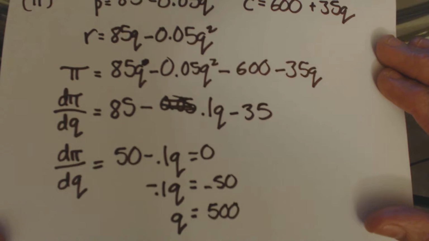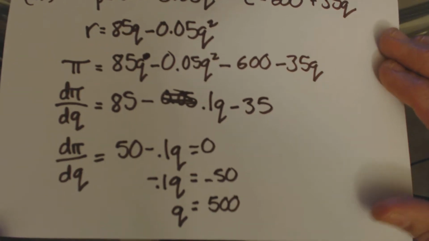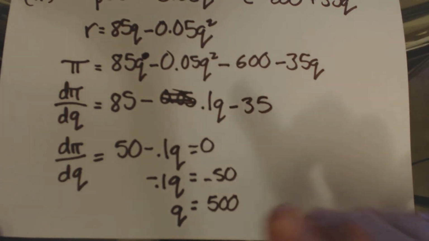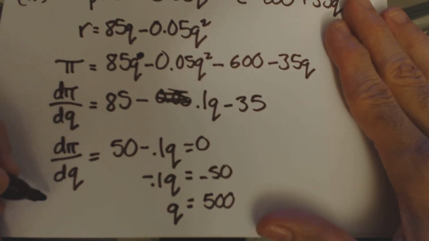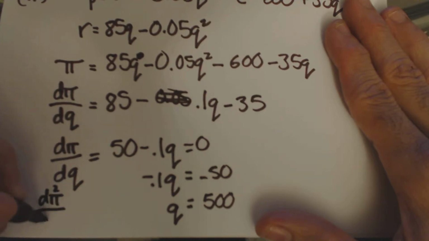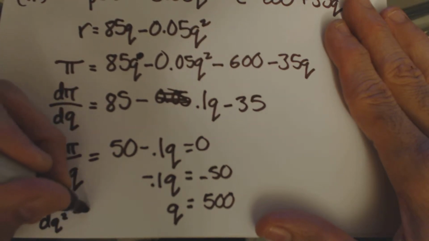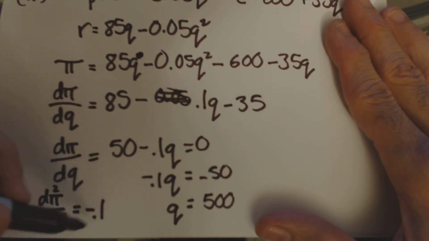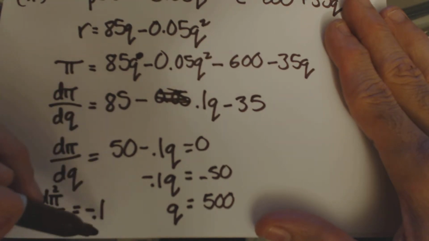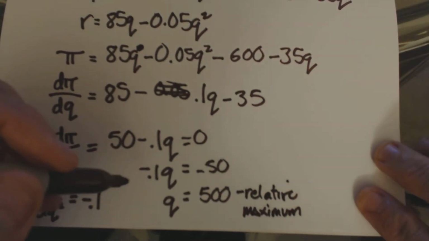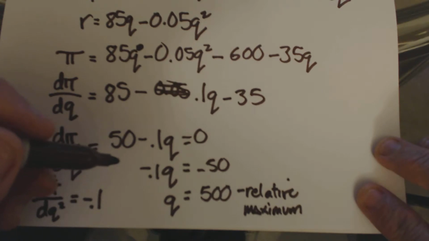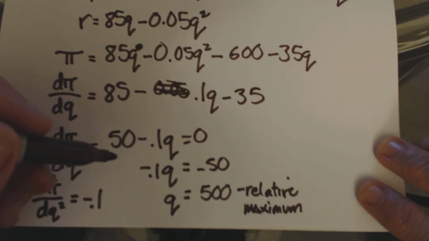So now all we need to verify is that the second derivative is negative, and then we will establish that this is a maximum. So the second derivative, d2 pi over dQ2, equals negative 0.1, which is negative, and thus the function is concave down when Q equals 500. So this is a relative max. So 500 is the level of output we were looking for, and now it's asking at what price does this occur and what is the profit?